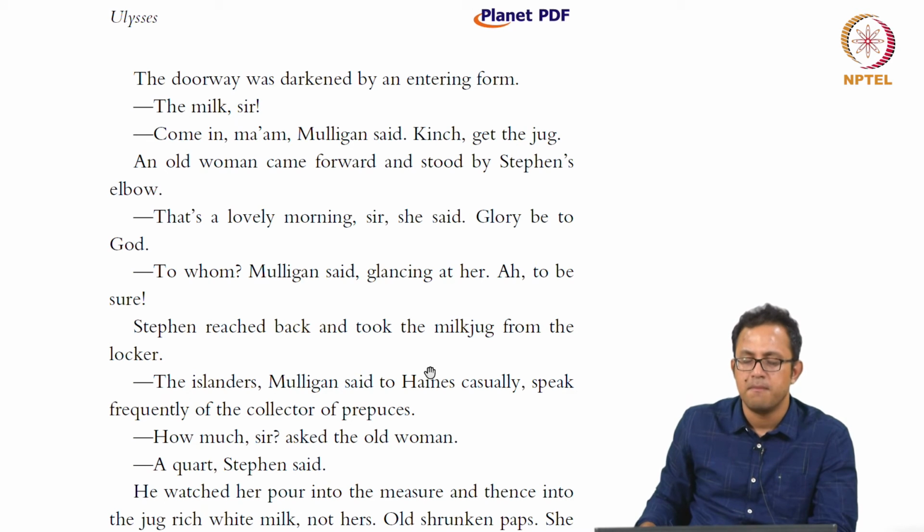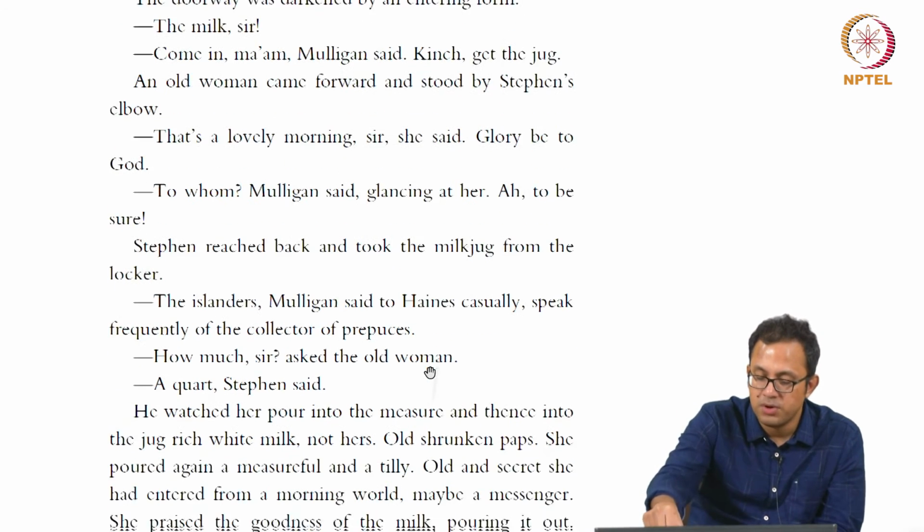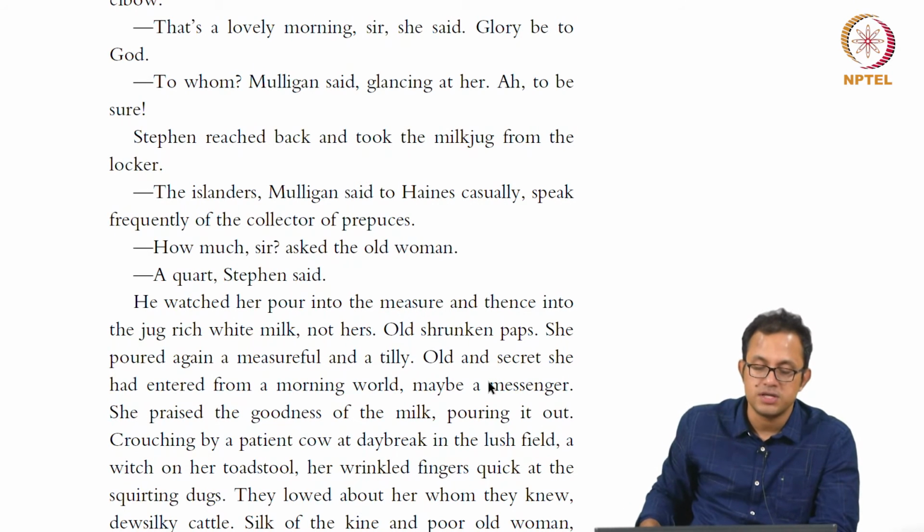The doorway was darkened by an entering form. The milk, sir. Come in, ma'am. Mulligan said, Kinch, get the jug. An old woman came forward and stood by Stephen's elbow. That's a lovely morning, sir, she said. Glory be to God. To whom? Mulligan said, glancing at her. Ah, to be sure. Stephen reached back and took the milk jug from the locker. The islanders, Mulligan said to Haines casually, speak frequently of the collector of prepuces. How much, sir? asked the old woman. A quart, as a measurement for milk, Stephen said. He watched her pour into the measure and thence into the jug rich white milk, not hers. Old shrunken paps. She poured again a measureful and a tilly. All in secret she had entered from a morning world, maybe a messenger.